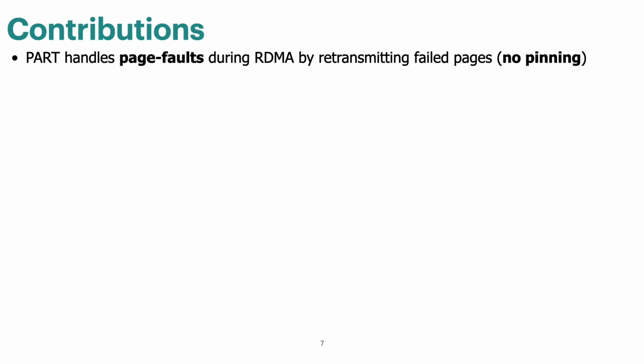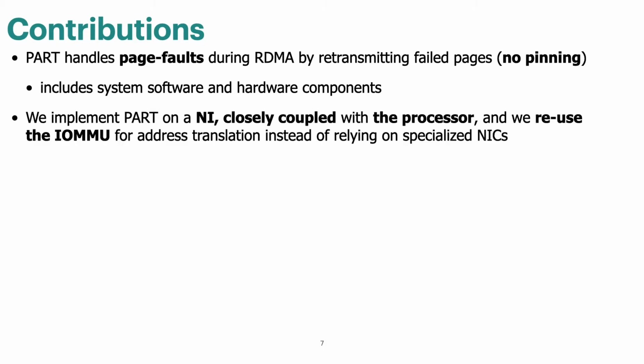Now the contributions of this work: PART handles page faults during RDMA by retransmitting the failed pages. This means that no pinning is required. It includes system software and hardware components. We implement PART on a network interface that is closely coupled with the processor, and we also reuse the IOMMU for address translation instead of relying on specialized NICs.